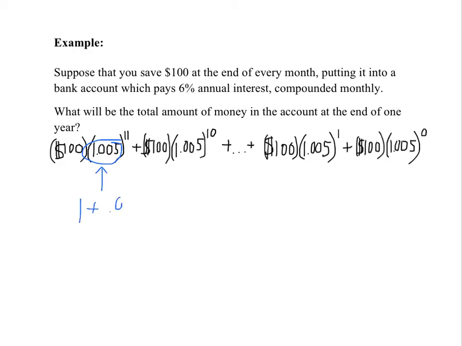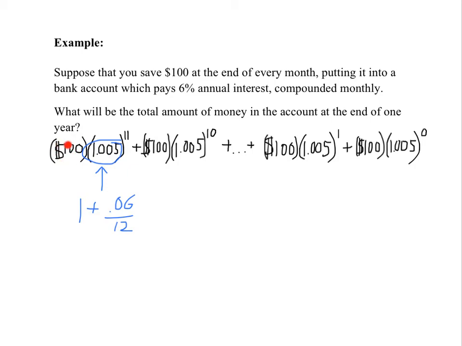1.005 is the monthly growth factor. Every month, this bank that compounds monthly is going to take 6% annual interest and break it into a monthly rate. So think back to what we've done with more frequent compounding. Every month, the bank multiplies whatever's in the account, not by 1.06, but rather by 1.005. Each month, they give you a month's worth of interest.